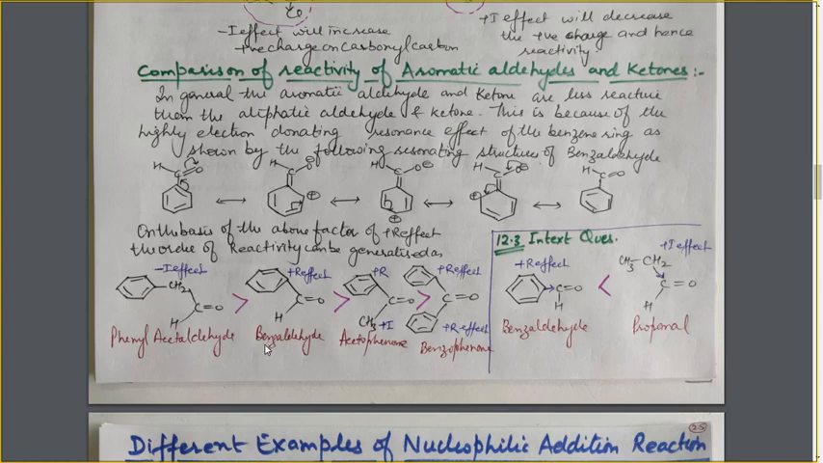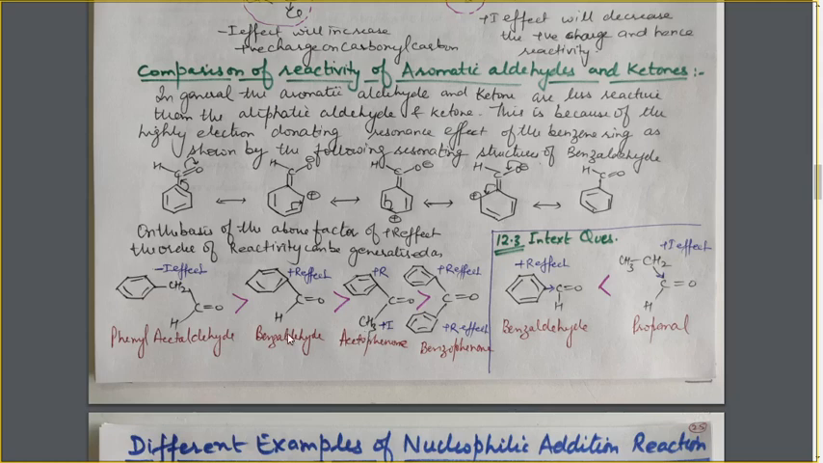Here in the case of benzaldehyde, this benzene ring has the plus R effect, an electron donating effect. It will decrease the reactivity. In the case of acetophenone, the benzene ring is there, but along with it, there is also an alkyl group which has the plus I effect. So both factors will donate more electron density, and both the groups will also increase the steric hindrance.